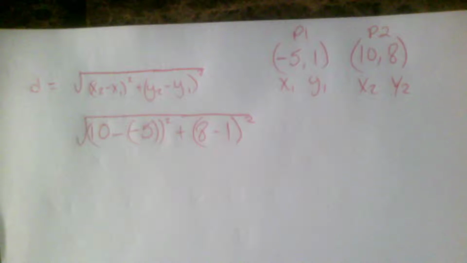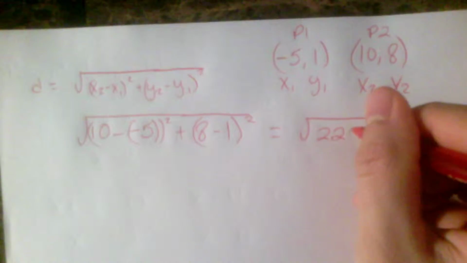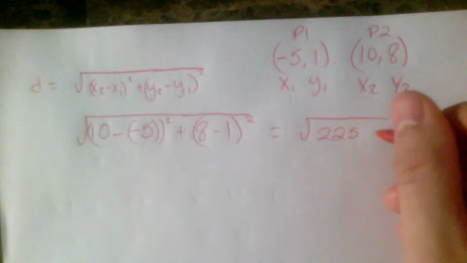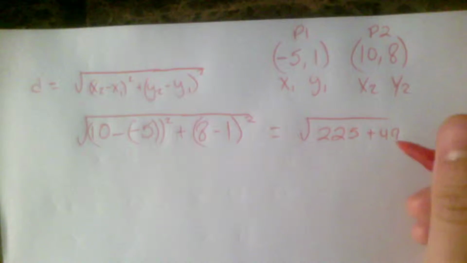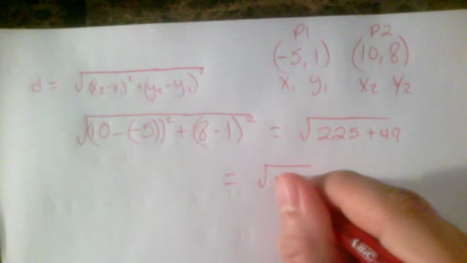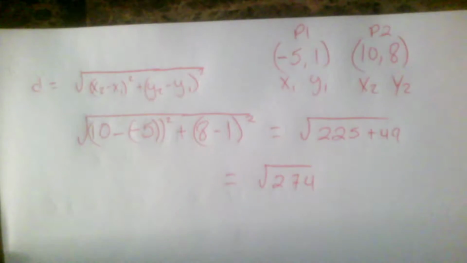I'm going to grab a calculator just to be sure. It is 225. Calculators do not hurt. Feel free to use them. And then 8 minus 1 is 7. 7 squared is 49. We'll add these two numbers together, so you'll get the square root of 274.